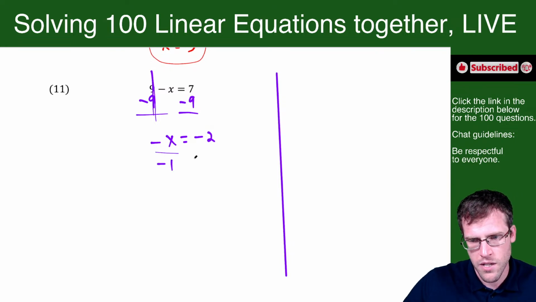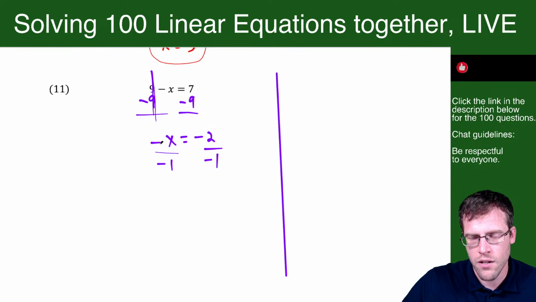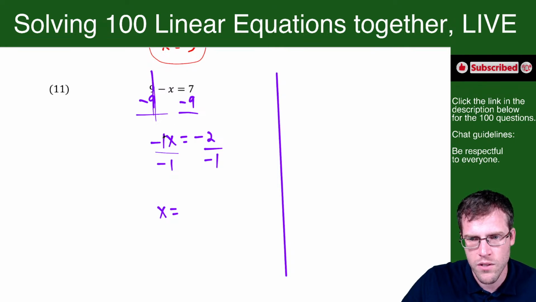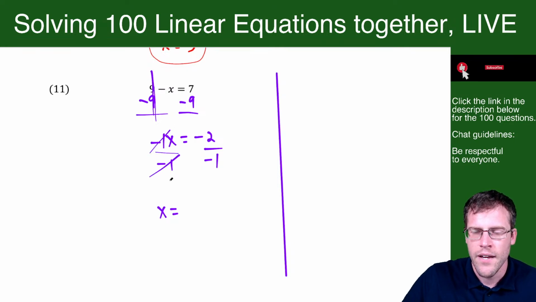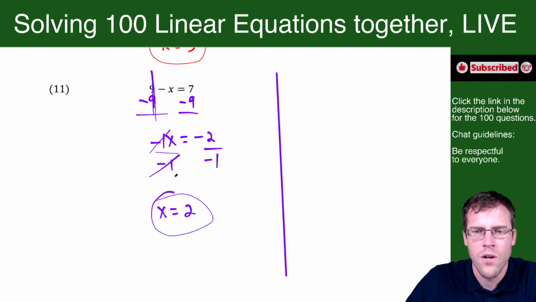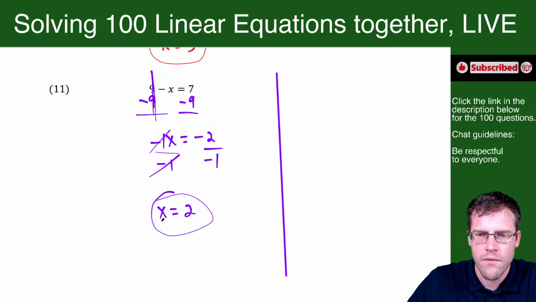So you could divide both sides by negative 1. And then that'll turn this into just x equals, because a negative divided by a negative is positive. Okay, so just imagine here there's a negative 1, like these just in a sense cancel out. And you have x equals negative 2 divided by negative 1 is positive 2. Okay, so question 11 should be x equals positive 2.